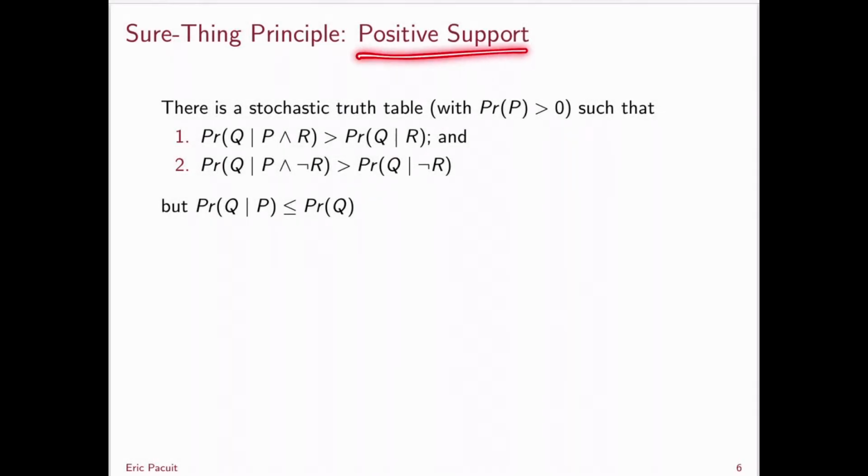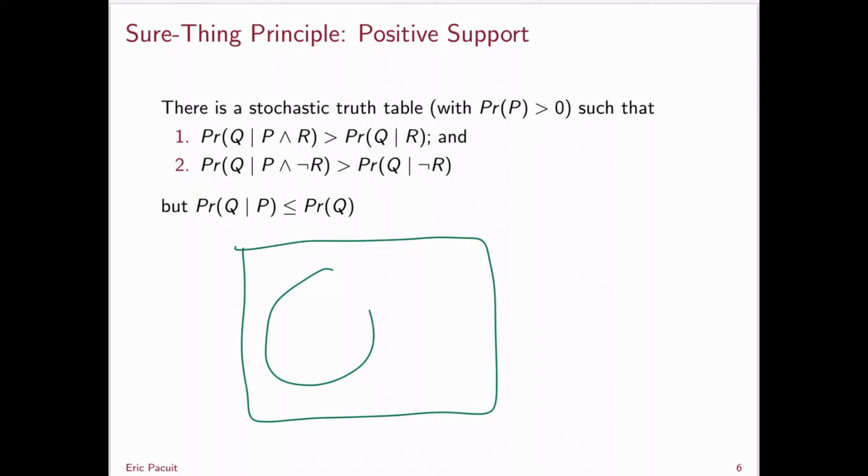Now, what about the positive support version of the sure-thing principle? Well, it turns out that we can find a stochastic truth table such that the probability of Q given P and R is greater than the probability of Q given R, and the probability of Q given P and not R is greater than the probability of Q given not R. But it's not going to be the case that the probability of Q given P is greater than the probability of Q. That is, the probability of Q is going to be greater than or equal to the probability of Q given P. So, to illustrate what's going on, consider the following Venn diagram.